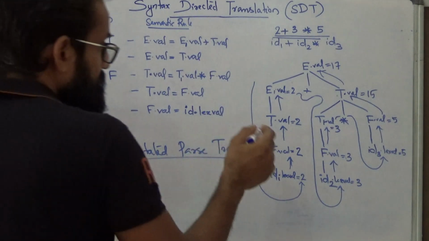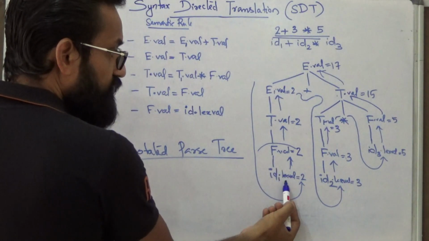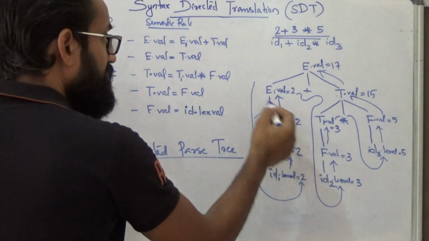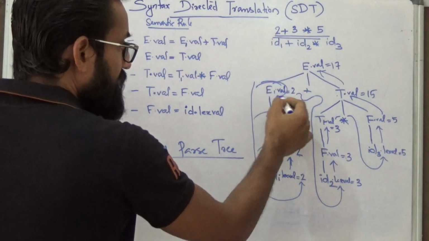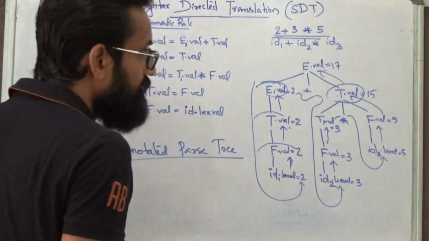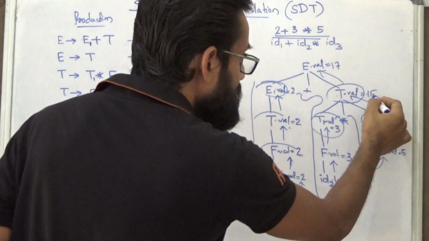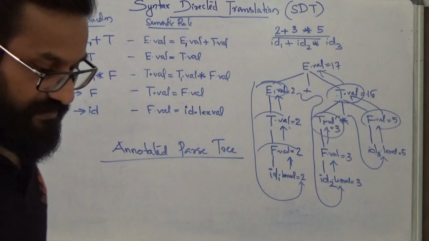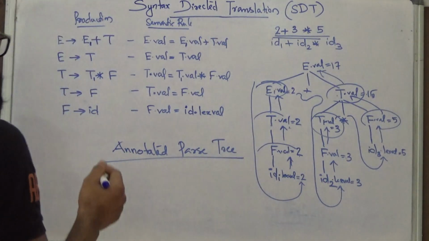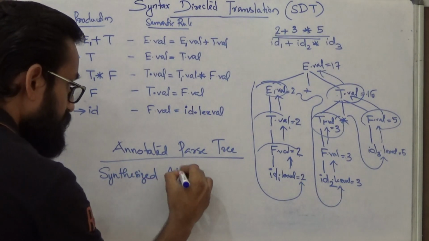Again, if you consider this particular subtree, that is the subtree rooted at F, it actually gets its value from its child. Again, T gets its value from its child. If you consider E1, this particular attribute actually gets its value from its child. If you consider this T, it gets its value from its children. So the value of T is computed from, or depends on, the value at its children. So such an attribute is termed as synthesized attribute.